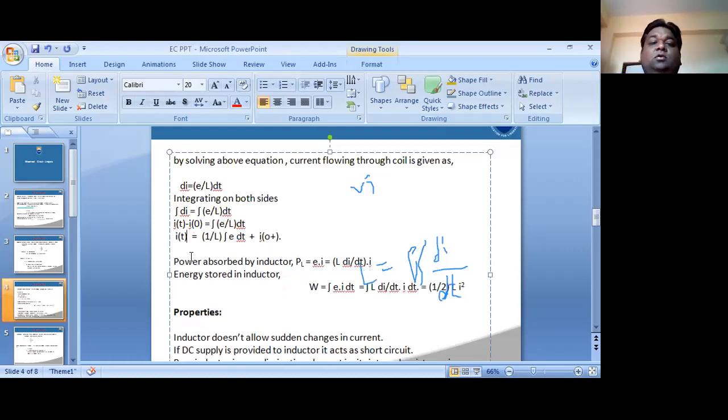Now from this expression, what is I of t? I of t is equal to 1 by L integral E dt plus I of 0. So this I of t is the current flowing through the inductor element. Where I of 0 is the initial current flowing through the inductor element.